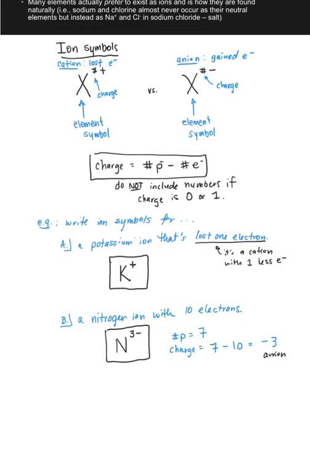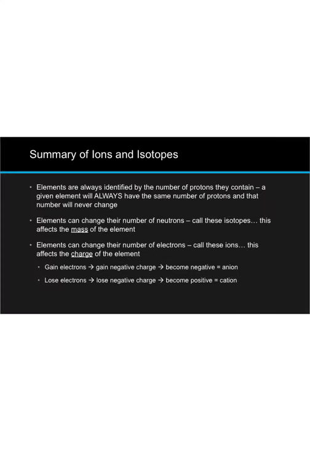As an aside, you could also write N minus 3, so the order of the superscript on the right-hand side really doesn't matter. Typically, I'll write the magnitude of the charge first, followed by the sign, positive or negative, second. So let's recap what we've talked about. We've discussed ions and isotopes. Ions vary in numbers of electrons. Isotopes vary in numbers of neutrons.